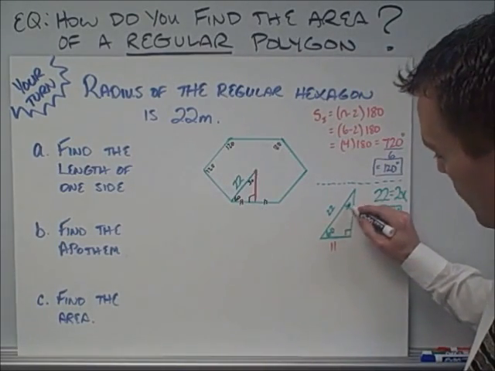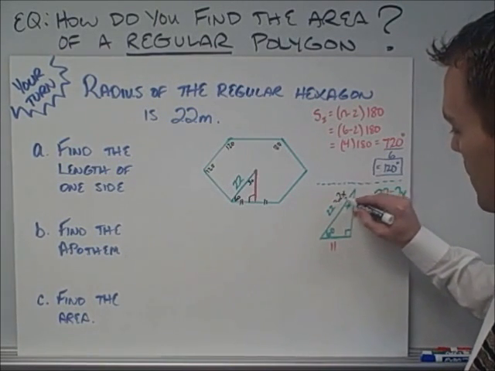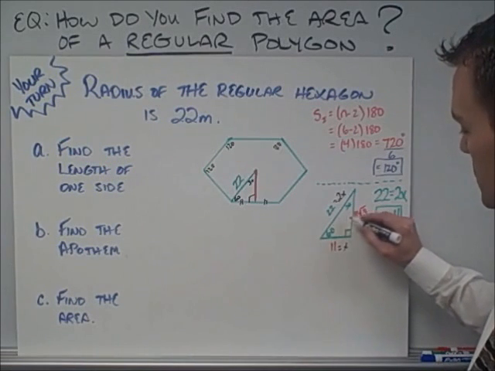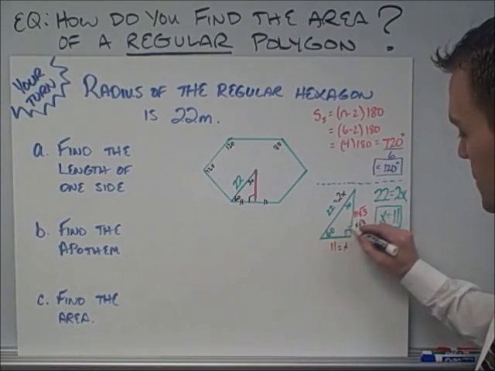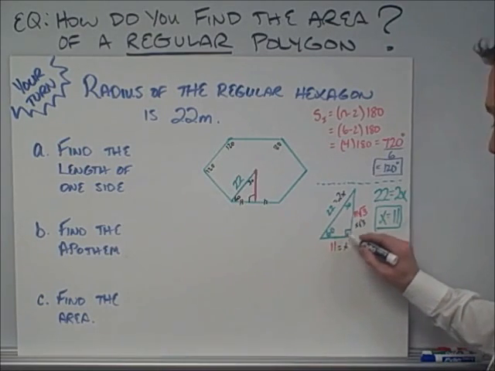And since you remember, across from the 30 degree angle is x, across from the 90 degree angle is 2x, there's my equation. This is x. This, remember, is x root 3, across from 60. So when I do my math, x is 11. So therefore this side is 11, and that's 11 root 3.